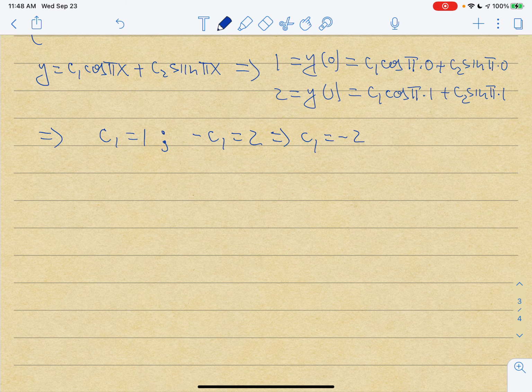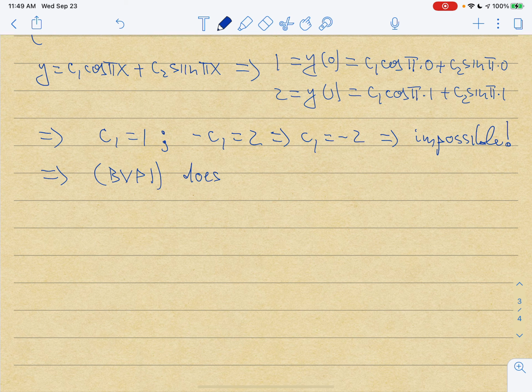Well, but isn't this a problem? Because now from the second equation, c1 is equal to minus 2, and from the first equation, c1 is equal to 1. And that is a problem, right? Because c1 cannot be equal to two things at the same time. So that means that what we have is an impossibility. And from that, we conclude that my boundary value problem number 1 does not have a solution.